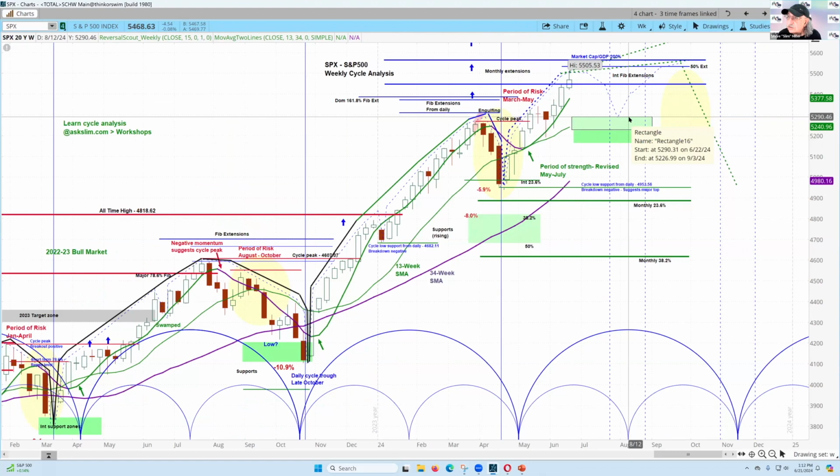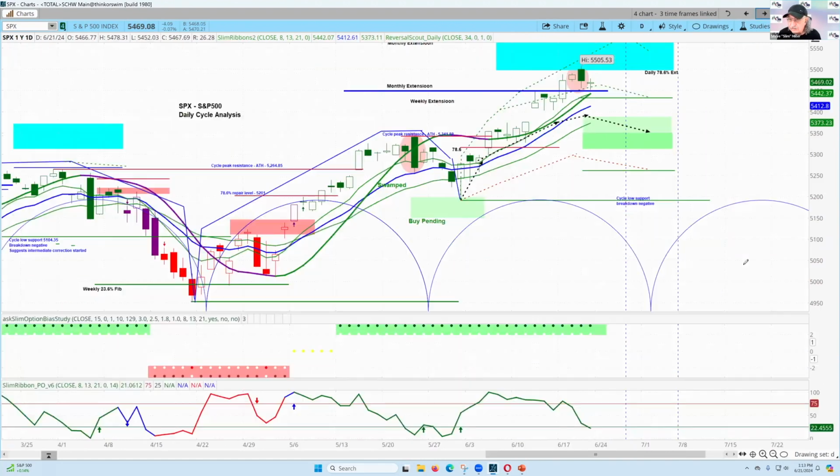And right now you can see I'm projecting to 52.90. That's only 170 points. That's not a very deep correction at all. It's barely 3%. And there's no reason for me to be suggesting anything deeper than that into the summer. Right now, we'll let the market tell us looking at that.